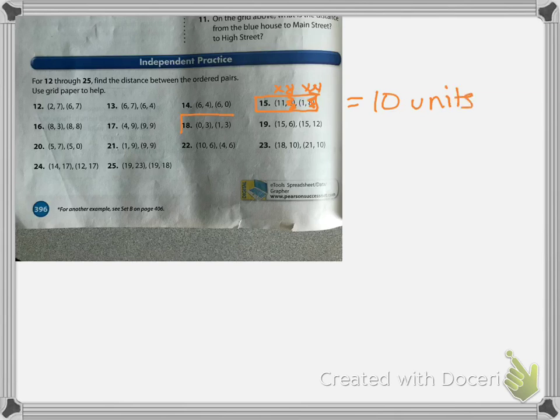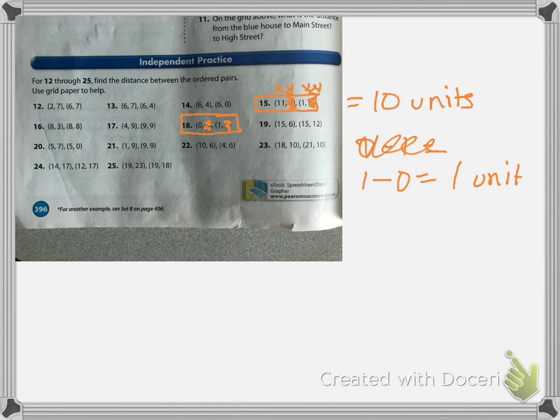For something like number 18, the 3's are the same. That's what we would cross out, and then it would be 1 minus 0. You do not have to go in the order of the ordered pairs, so you don't have to go 0 minus 1, because that would be a negative number, which we're not working with. So you would not want to do that. You would just want to do 1 minus 0, so it's 1 unit away.